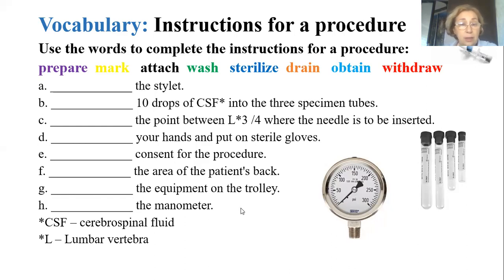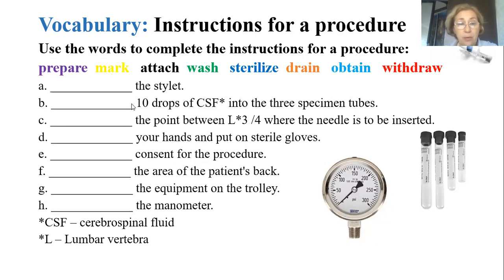And consent for the procedure, line E. Is Yasmin here? Yes, I'm here. What do you think, which verb should be here in line E? Consent for the procedure. Maybe to obtain consent for the procedure. Obtain consent for the procedure, yes, from the patient, agreement. So the patient gives agreement for the procedure.